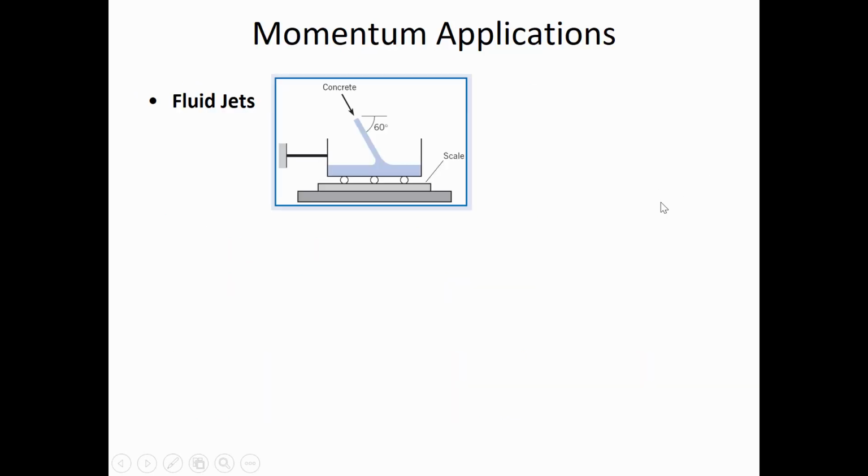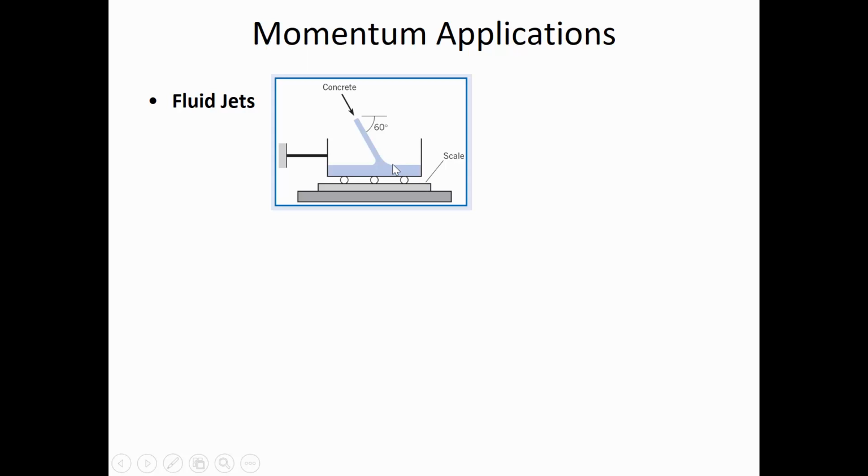There are three main types of problems that you're going to be solving in the homework. There are going to be problems that involve fluid jets, and here's an image that summarizes those types of problems. A problem like this would say, find the tension in the cable. So you'd have to look at the jet, which here is a stream of concrete being sprayed into some container.